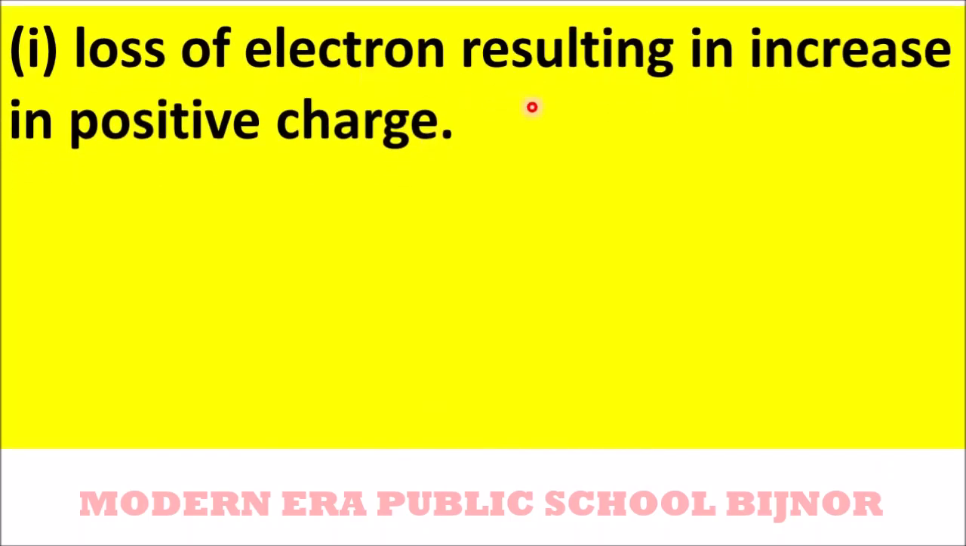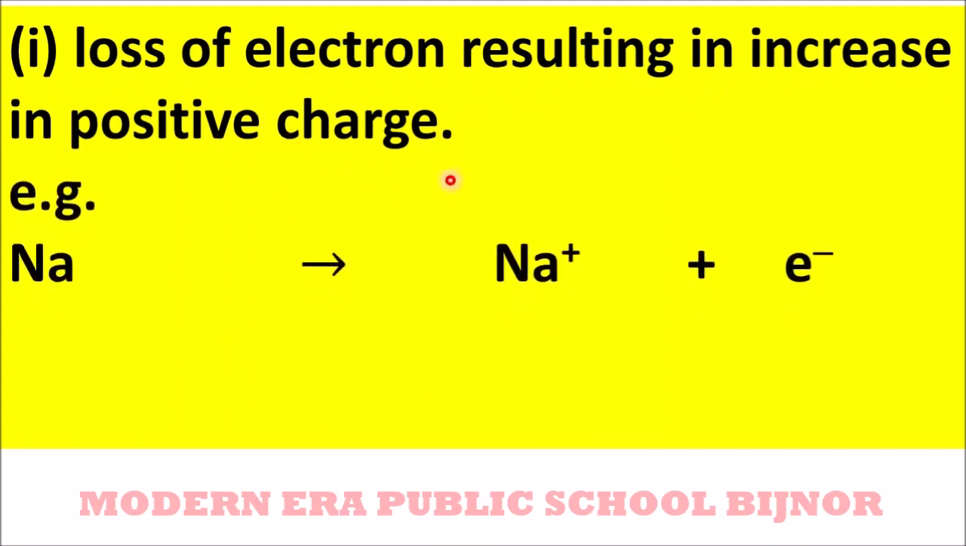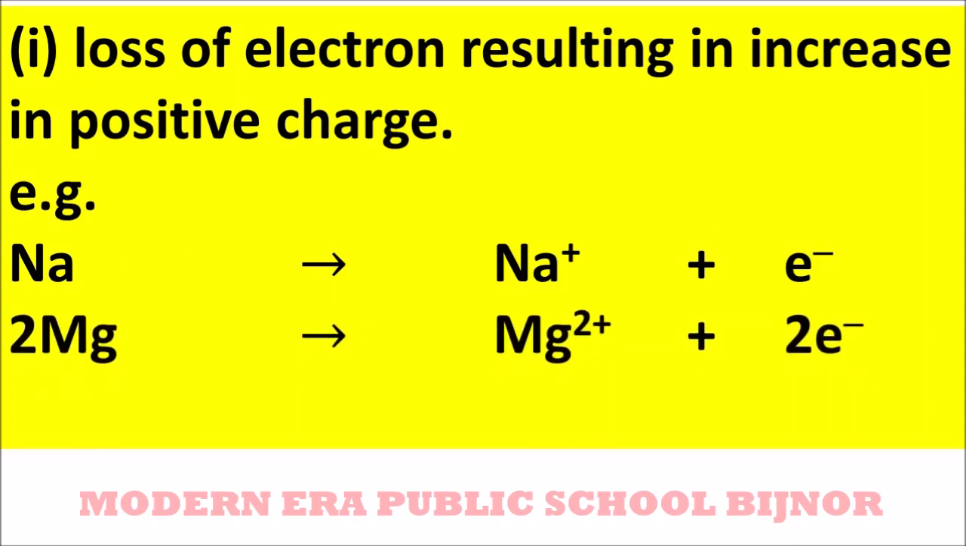Loss of electrons results in an increase in positive charge, meaning if a substance releases electrons, its positive charge increases and it becomes a cation. For example, sodium releases one electron; the configuration of sodium is 1s2, 2s2, 2p6, 3s1. If it loses one electron, it becomes a cation, positive, as the electron is removed. Second, the alkaline earth metal magnesium, when it releases two electrons, also comes into the category of oxidation.